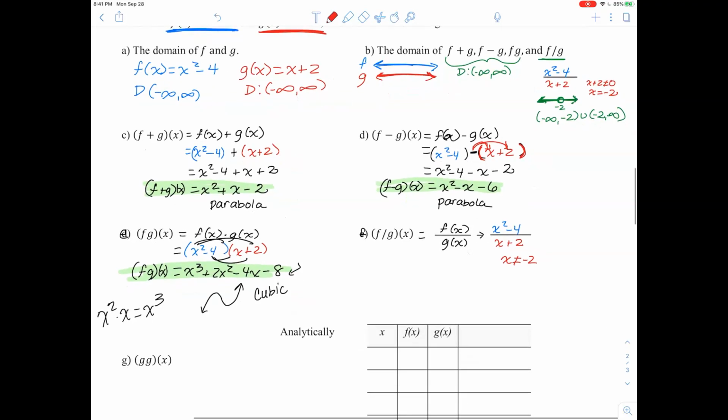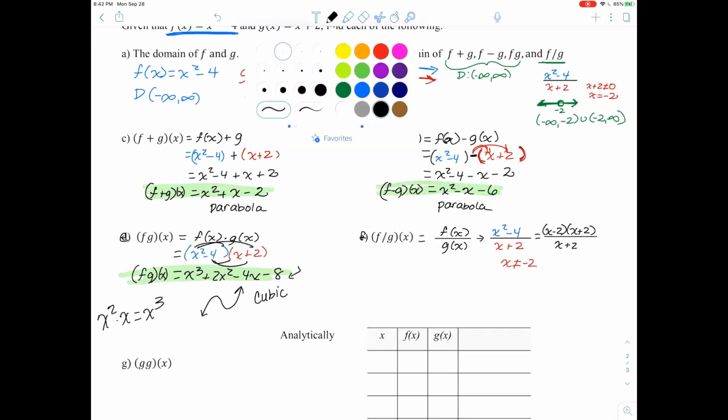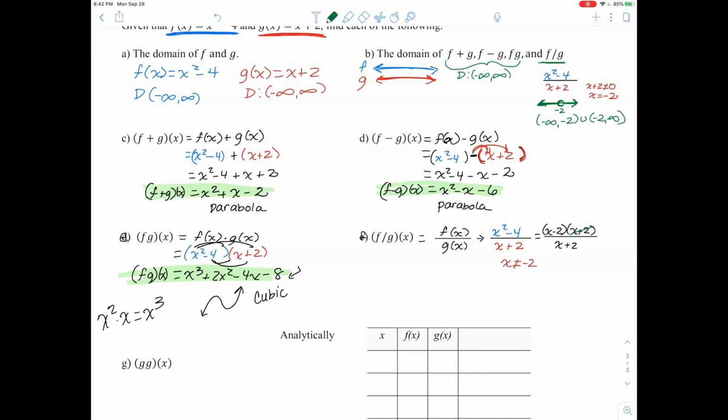Now we have to simplify this function. So we need to make sure that there's not a common factor. So in our numerator, that's a difference of squares. So I'm going to factor that to x minus 2, x plus 2, because that's the difference of squares. You should recognize that. All over x plus 2. All right. Now what we do is we go, all right, so common factor, common linear factor of x plus 2. I can cancel that out. So my final answer here would be x minus 2.